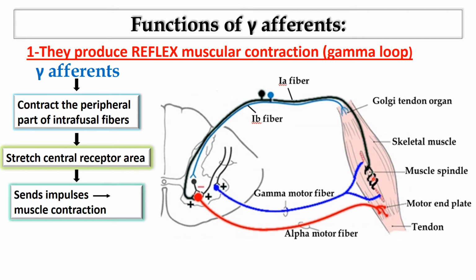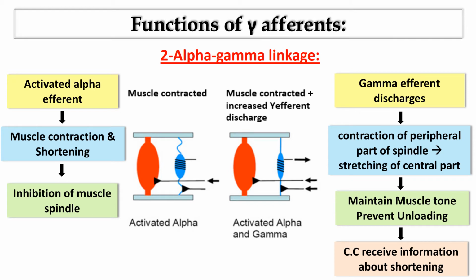Okay, so the stretch reflex will be stimulated, as when this part is stretched, it will send along its afferent fibers, which are 1A fibers, to the alpha motor neurons of the spinal cord, the anterior horn cells, which will send along the alpha motor fibers to the extrafusal muscle fibers of the same muscle, causing contraction. In the previous slide, we mentioned how the gamma loop occurs.